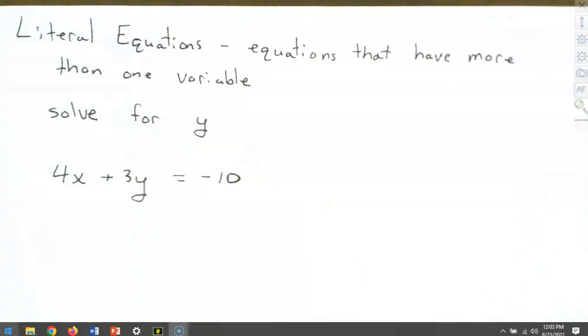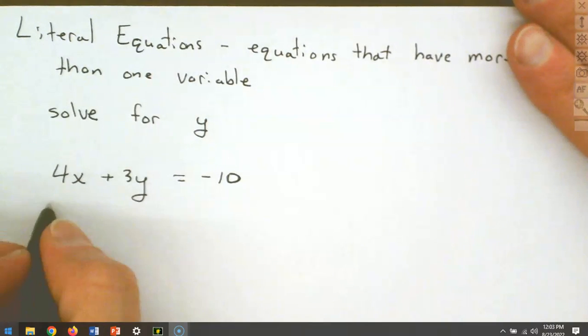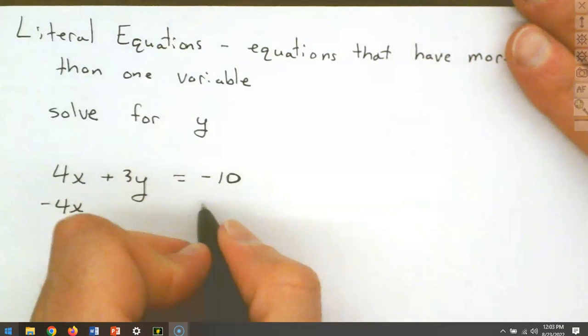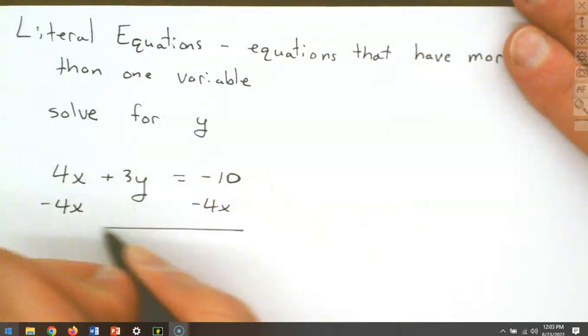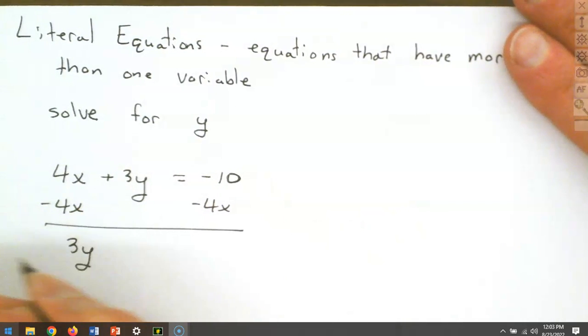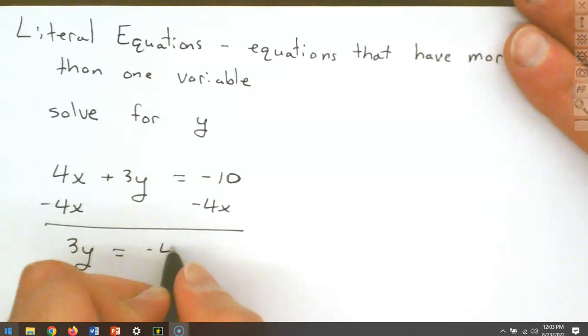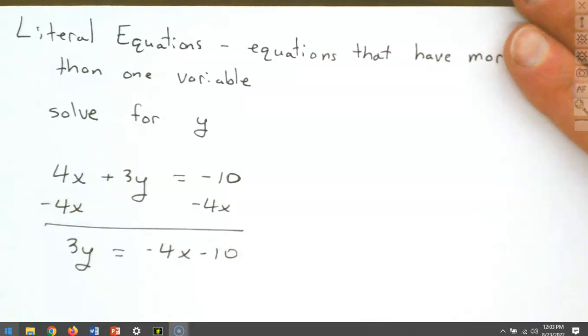So here's our literal equation, and we're going to take this literal equation and solve it for the variable y. So let's go ahead and solve this for our variable y. To do that, the x needs to be moved to the right. So I'm going to subtract off that 4x. And so 3y equals now a minus 4x minus 10.